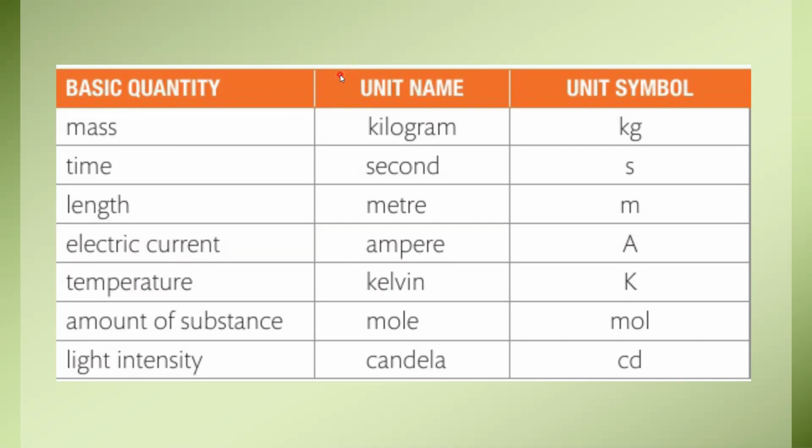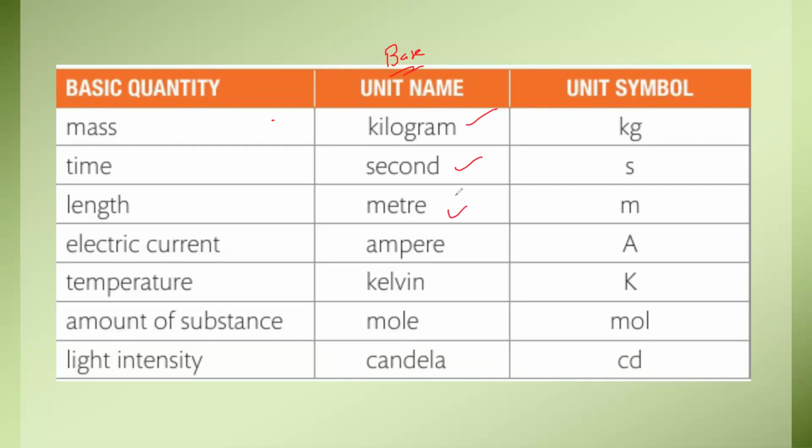What are the units of these fundamental quantities? These units are also known as the base units. So if you have a base quantity, there will be a base unit. What is the base unit of the mass? The base unit of the mass is kilogram. The base unit of the time is second. The base unit of the length is meter.